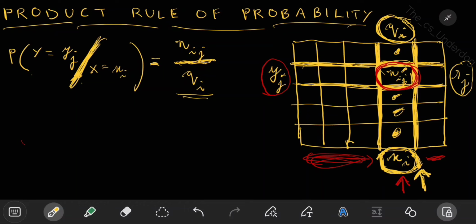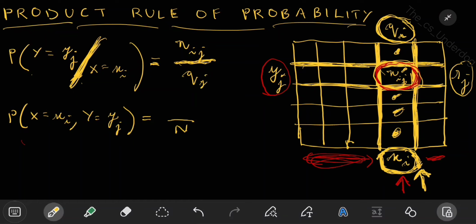Let us derive the product rule of probability. For the product rule of probability, we are going to find the probability where x equal to xi and y equal to yj. So let us say probability of x equal to xi and y equal to yj. You know this from the previous lecture: the total number of occurrences is n, out of which how many have x equal to xi and y equal to yj? That is nij. So the total is nij divided by n.